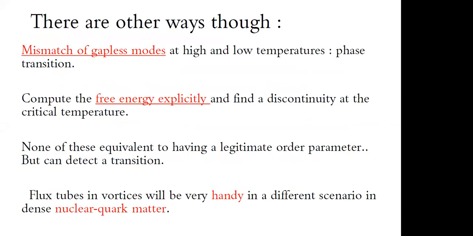However, for superconductors, one didn't really need this because there are other ways to detect a phase transition. One of them is to just count the number of massless modes on either side. On the superconducting side, the theory is completely gapped, so you don't have any massless modes. On the other side, you have photons, so the number of gapless modes doesn't match. The other thing that you could do is to compute the free energy explicitly and see that at the transition there is a sharp jump. That calculation is under control and you can do it. Of course, none of these are equivalent to having a legitimate order parameter, but they are sufficient to detect phase transitions.